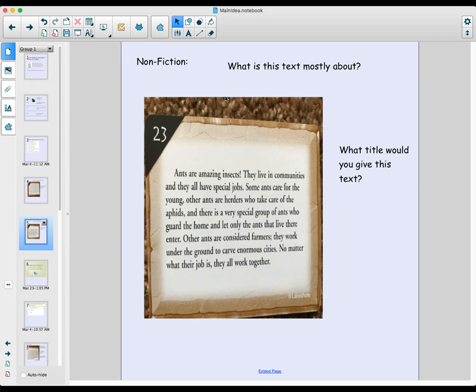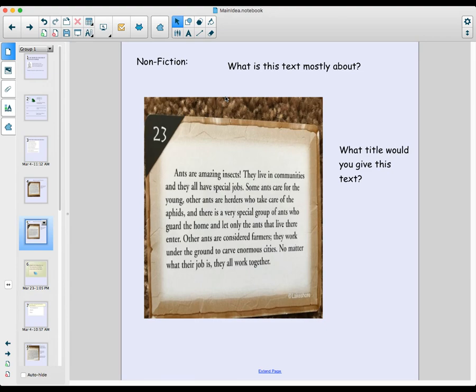All right, third graders, what is this text mostly about? Don't say ants. That's the topic. Think of a sentence. What about ants was it telling us? I noticed it talked about caring for young and herding and guarding and farmers. Oh, did you think the same thing I thought? I think this text is mostly about the different jobs that ants can have in their hill.